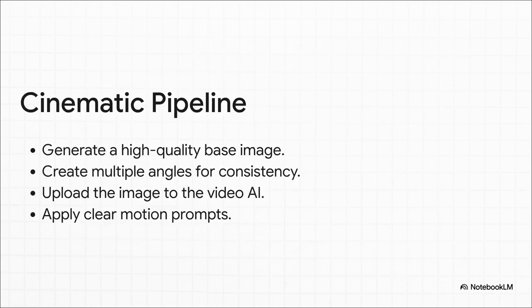So here is your ultimate cinematic pipeline. Step 1, generate your high-quality base image. Step 2, and this is a brilliant pro tip, create multiple angles and poses of that exact same character. Tools like Google Vids actually let you upload these multiple images to essentially train the AI on exactly what your character looks like from different perspectives. Step 3, upload that optimized image into your video AI. And finally, step 4, apply your motion prompts to animate it.